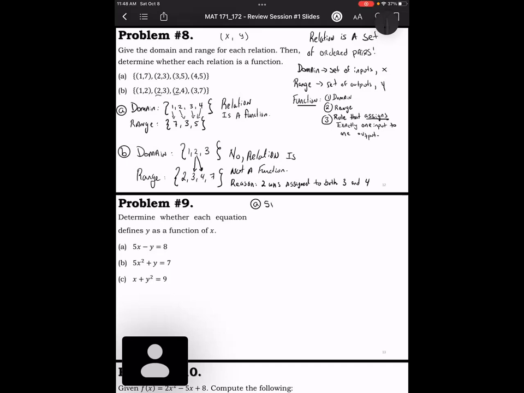Part A, we have 5x minus y is equal to 8. One way of showing that y is a function of x is, from a visual standpoint, you can show that it passes what we call the vertical line test. But from an algebraic point of view, we have to show that for every value of x, there's just one unique y. So let's look at this. 5x minus y equals 8. First, rewrite the equation in terms of y. How would I rewrite this equation in terms of y?